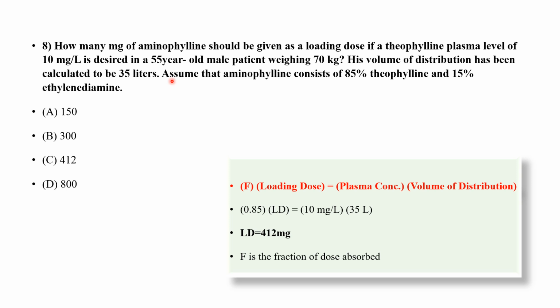In order to calculate the bioavailable fraction, assume that aminophylline consists of 85% theophylline. So 85% means 85 divided by 100, that is equal to 0.85. So here the F value is 0.85. So substitute all these values in this equation. We will get the loading dose as 10 milligram per liter, which is the plasma concentration, into 35 liter, which is the volume of distribution, divided by 0.85, which is the bioavailable fraction. So substituting, we will get the answer as loading dose is equal to 412 milligram. F is the fraction of dose absorbed. So here the correct answer is option C, that is 412 milligram.